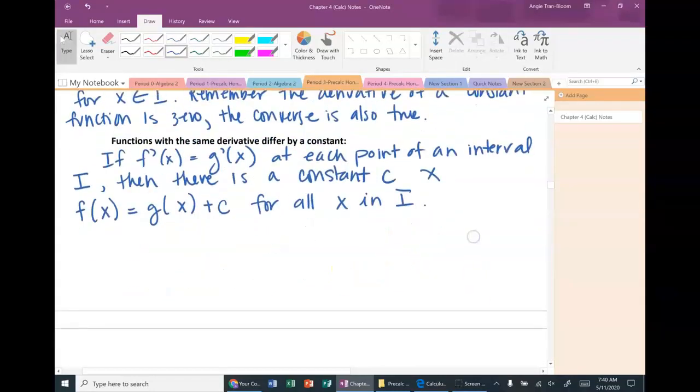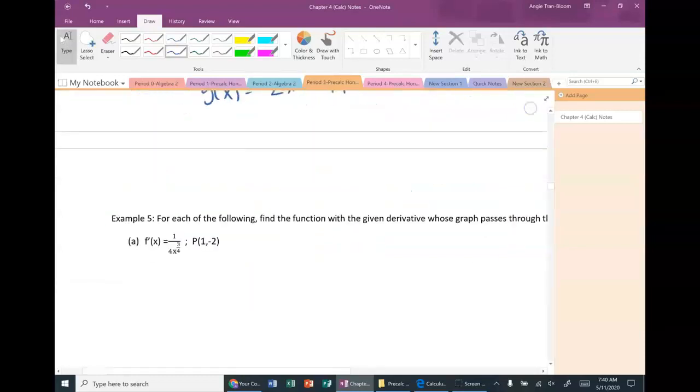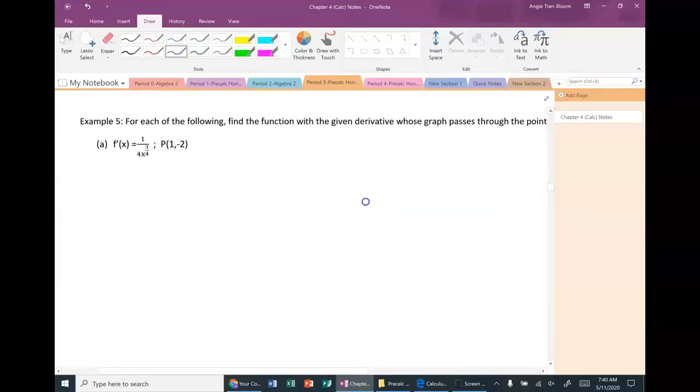So an example of that would be f of x equals 2x to the 6 plus 800, and then g of x equals 2x to the 6 plus 1. So the derivatives f prime of x and g prime of x are exactly the same, and the only difference is their constant c. Let's move on to our example 5 on the next page, for me anyway.